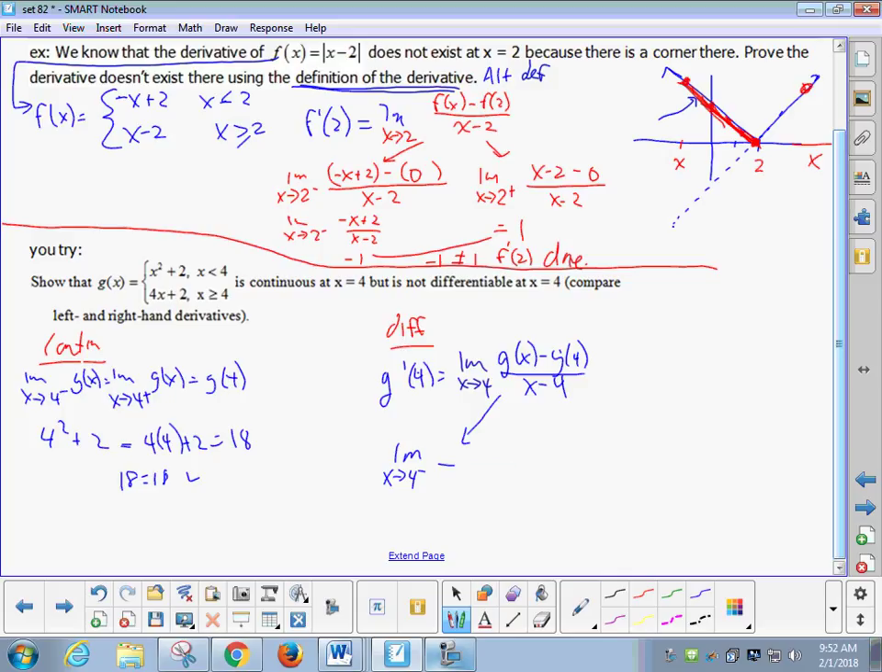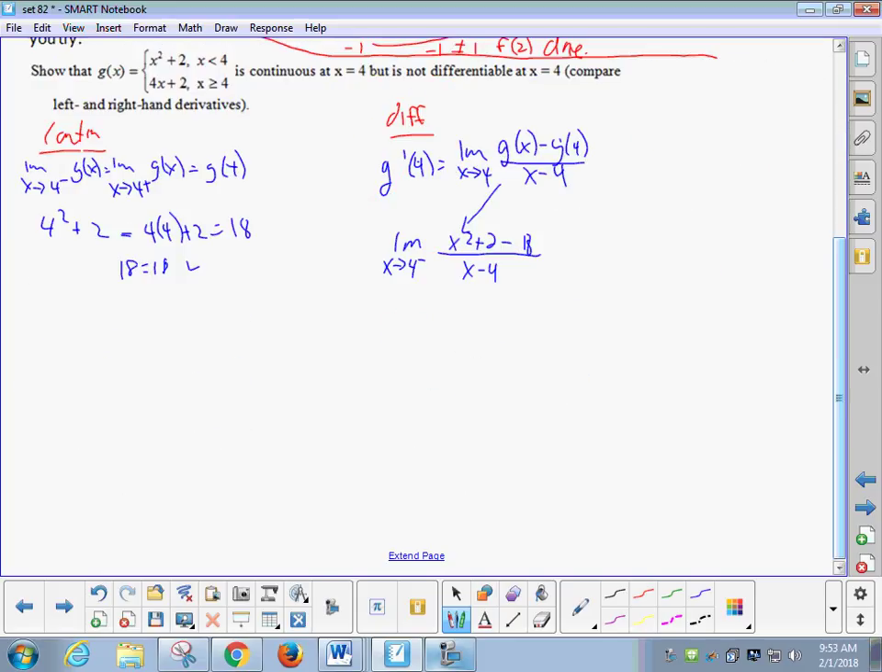Okay. For the left-hand slopes, g of x would be x squared plus 2. G at 4, we found over here, is 18. Those slopes, x squared minus 16 over x minus 4, factor into x plus 4 times x minus 4. The left-hand slopes seem like they're approaching 8.